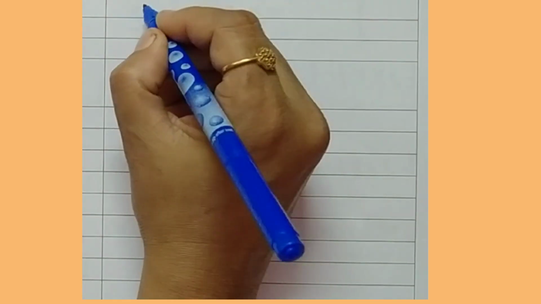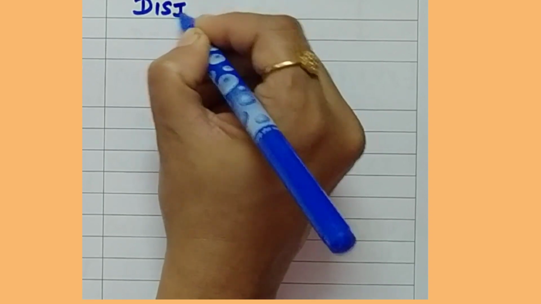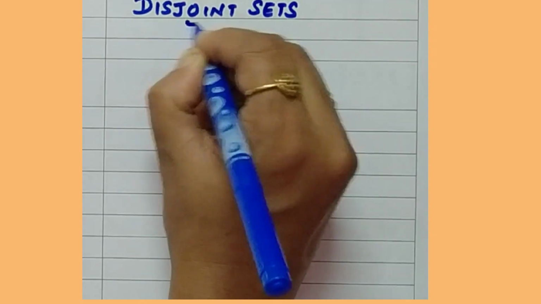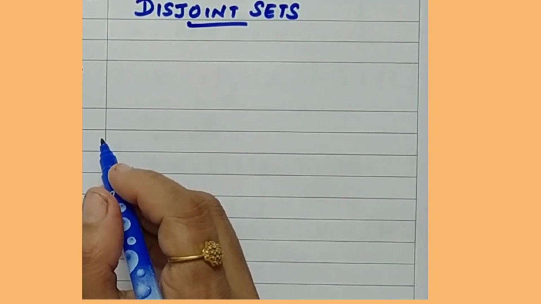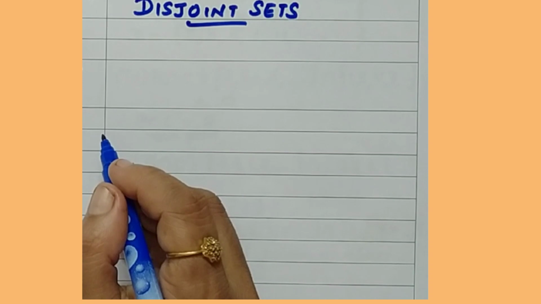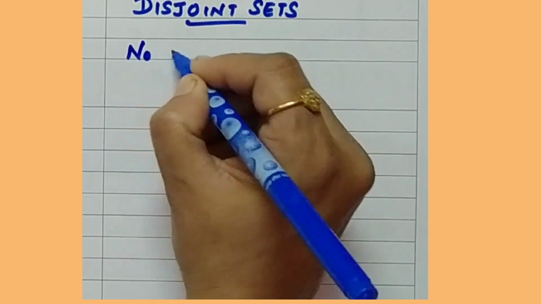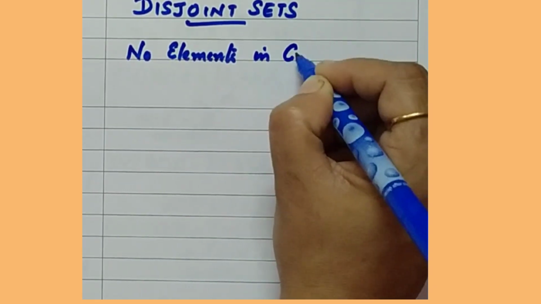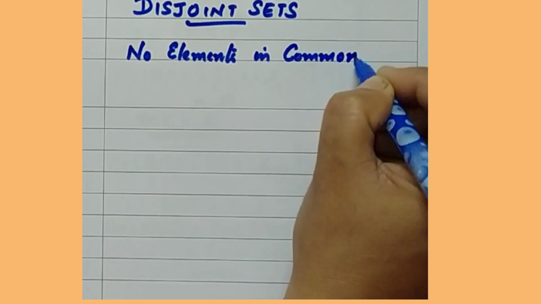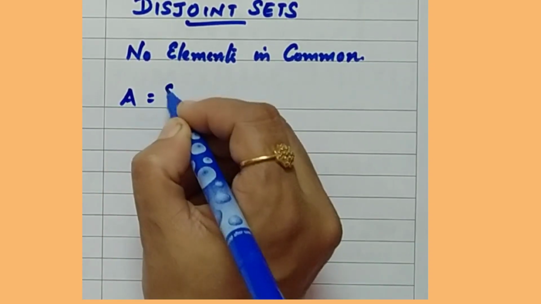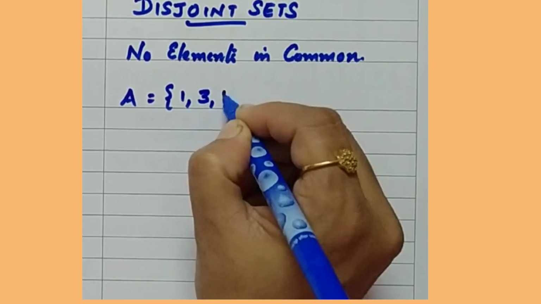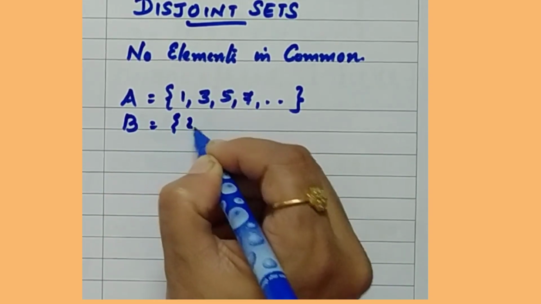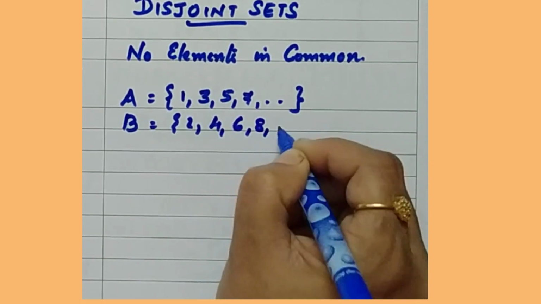Okay, now let me discuss one more point. Disjoint sets. Disjoint sets means sets which have no elements in common. No elements will be in common between the sets. For example, consider the set A equal to the set 1, 3, 5, 7, etc. and set B equal to the set 2, 4, 6, 8, etc.